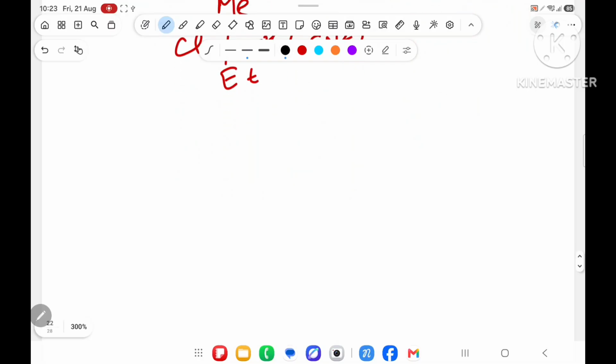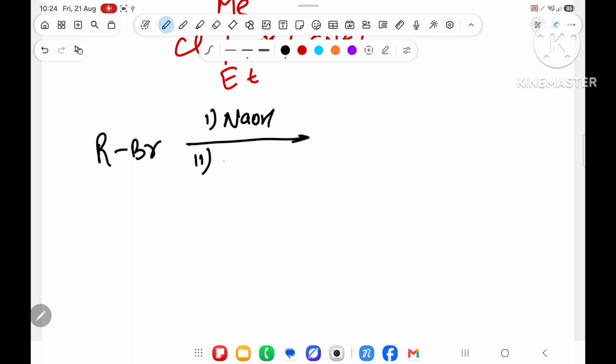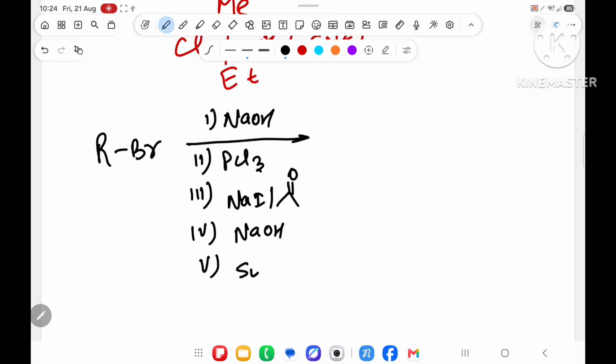Suppose I will take one question over here. They have written some NRBR. Don't write it like that, you will get confused. Suppose RBr is there. That will first react with NaOH, second with PCl3, third with NaI in presence of acetone, fourth with NaOH, and fifth with SOCl2 in presence of pyridine. And the product is coming something like that.